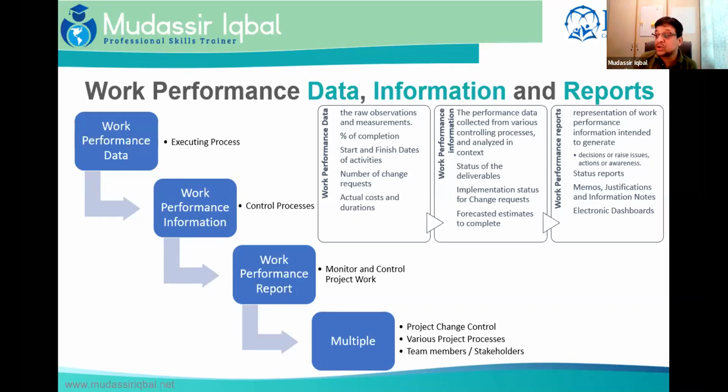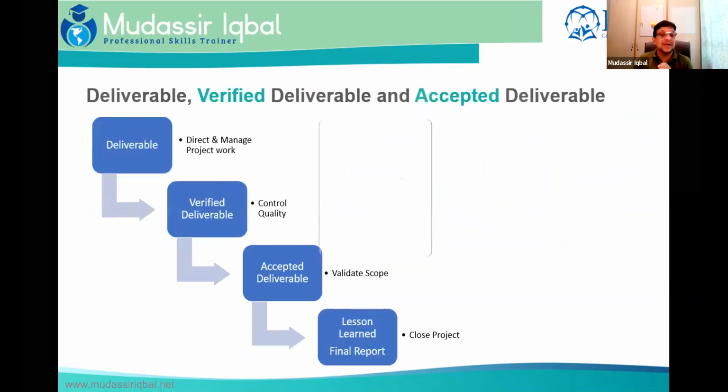And then you have the reports: decisions, raised issues or actions, status reports, memos, justifications, electronic dashboards, where people are now taking a decision looking at the information you have provided, that we are 10% behind schedule, 5% behind cost. Once you go and they say, okay, this is just within the variance ranges, let's keep it like this. So work performance data is raw data that you collect. Information is you make sense of it, and the report is to the different stakeholders so that they can take the right decision based on the data that you have provided.